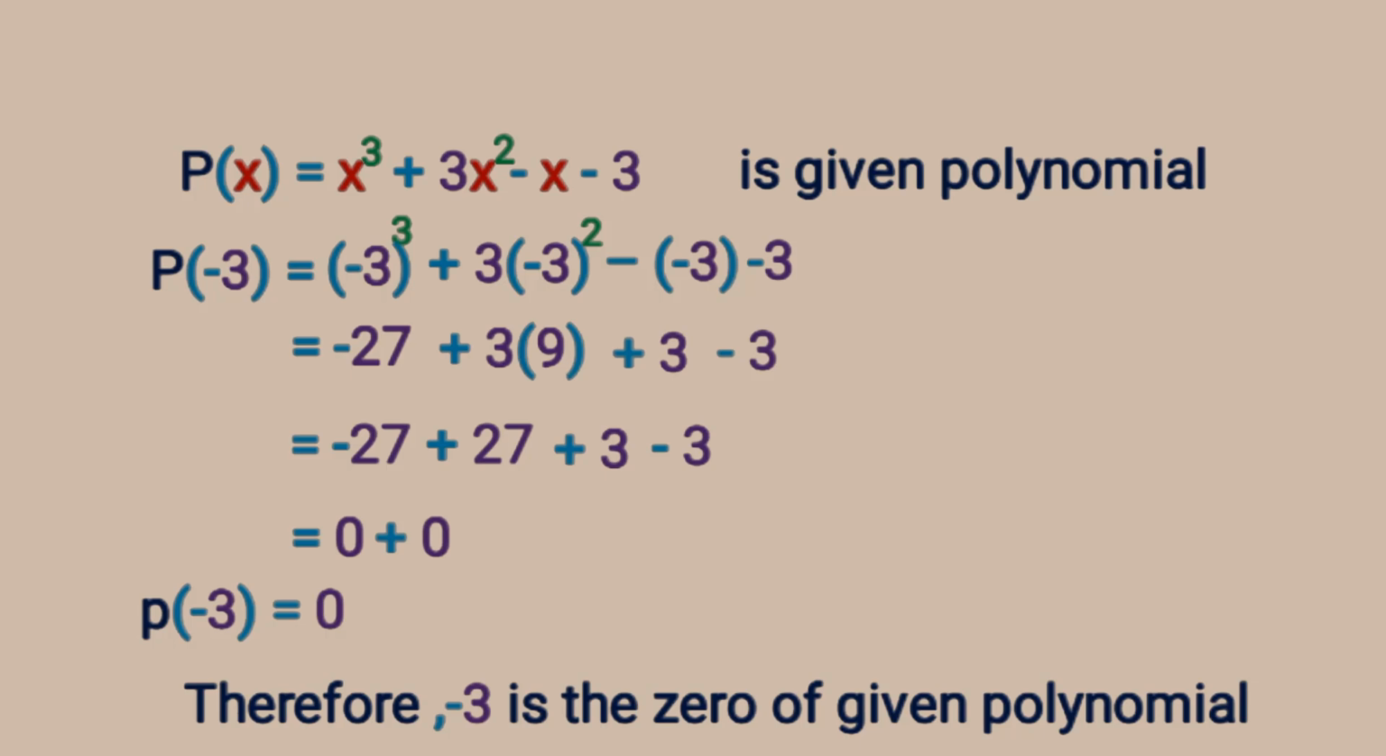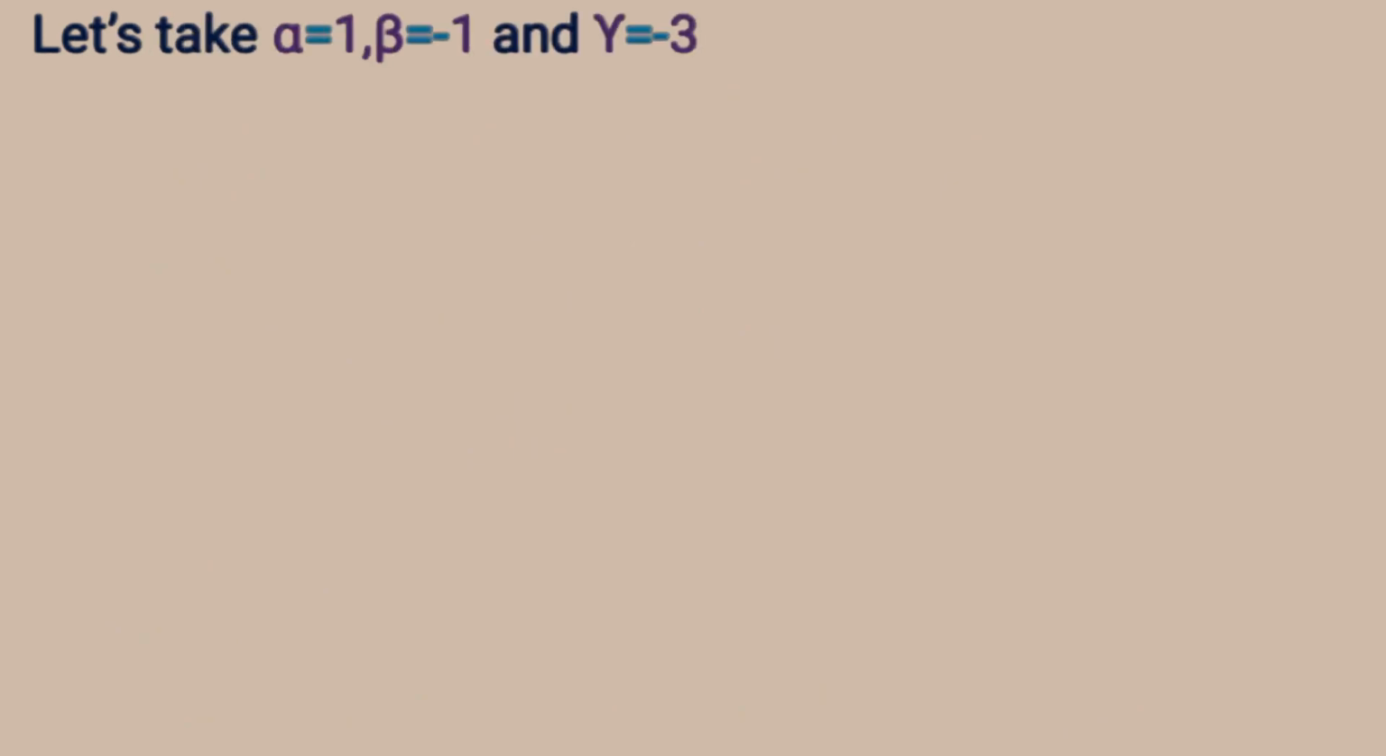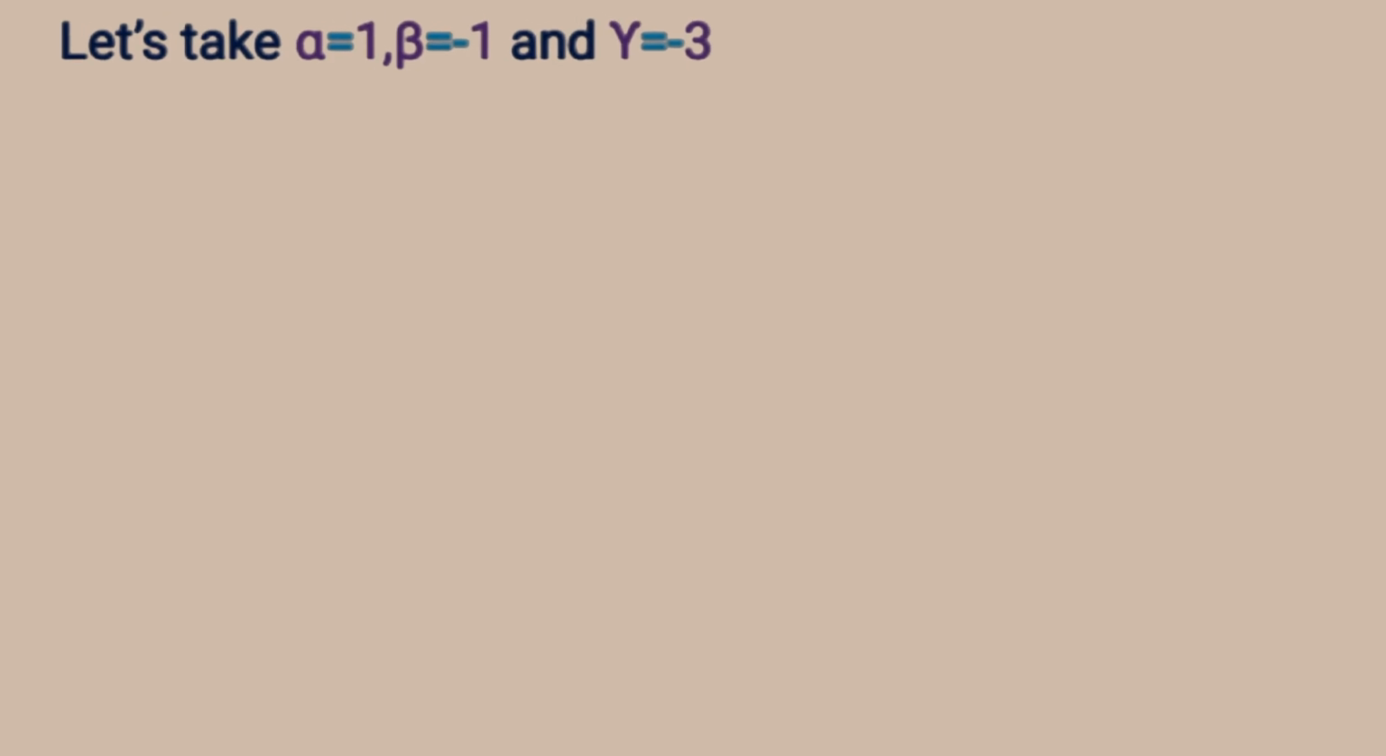Now we have the three zeros, and let us verify the relationship between the zeros and the coefficients of this cubic polynomial. So for that, let us take alpha equals 1, beta equals minus 1 and gamma equals minus 3. Here we are assuming the three zeros of this cubic polynomial as alpha, beta, gamma. Now let us first verify the relationship, that is the sum of the zeros.